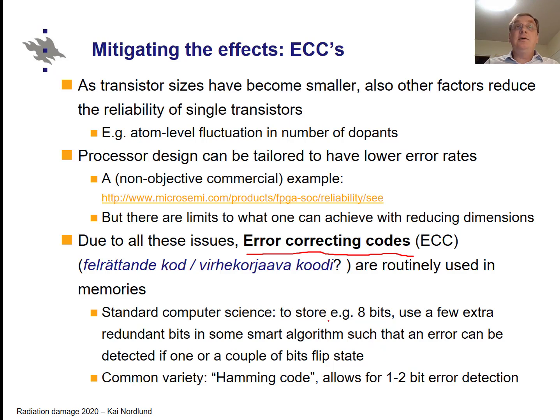And this is something, if you have read a bit more computer science, you will run across. This is a standard computer science thing, that if you want to store a standard byte, which consists of 8 bits, you can use a few extra redundant bits in an algorithm, which means that even if one bit goes wrong, you still get the correct answer. The most common variety, or basic variety, is the Hamming code, which allows for detecting 1 or 2 bit error detection.